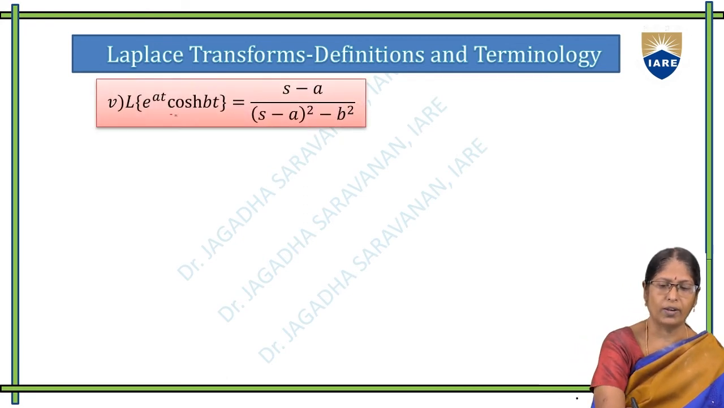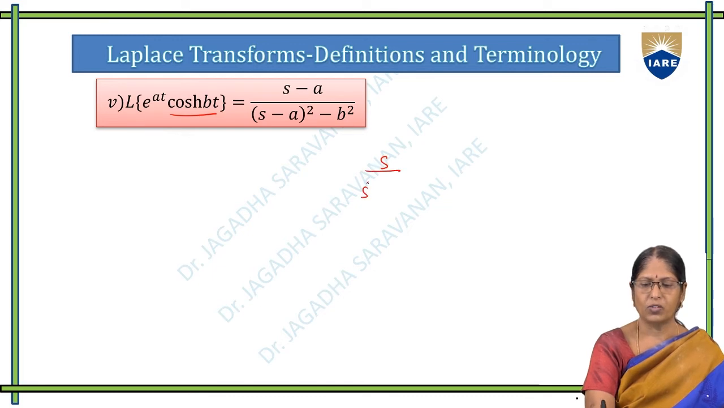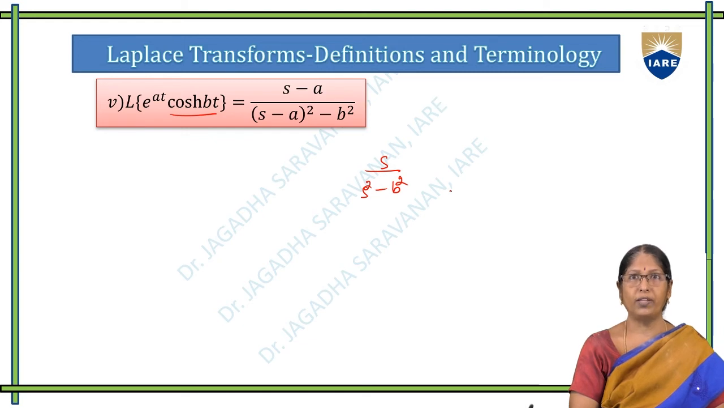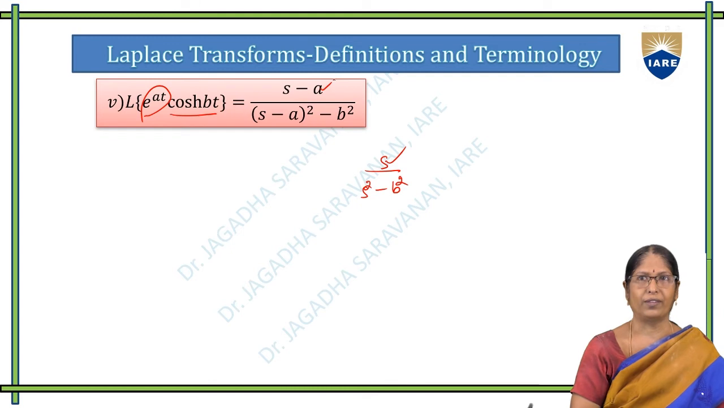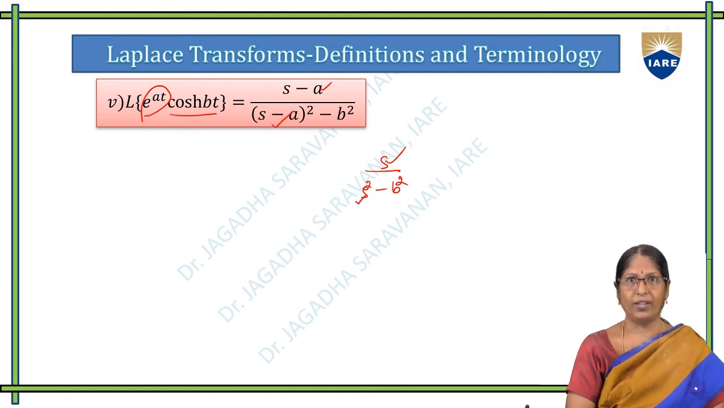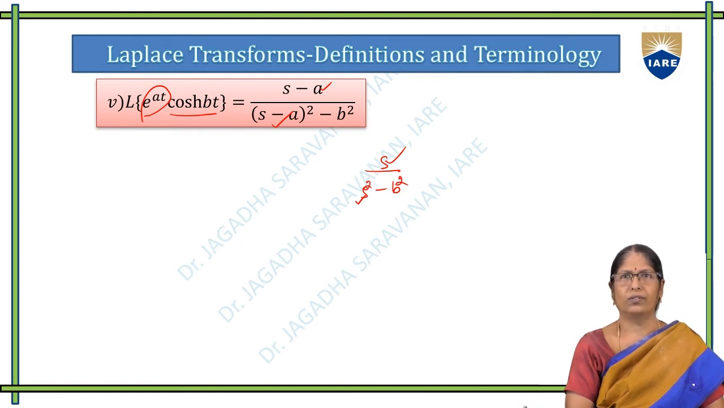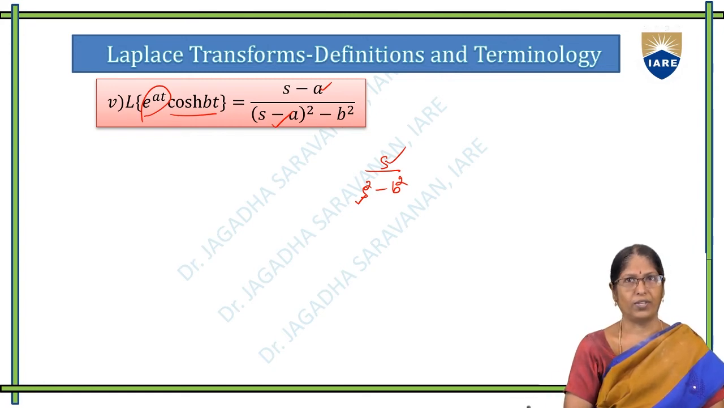So the last one, cos hbt, that is s by s square minus b square, is our cos hbt Laplace. For this, s is replaced by s minus a. Yes, here also replaced. We have done it. This is how the first shifting theorem is defined and how it works, we have seen it.